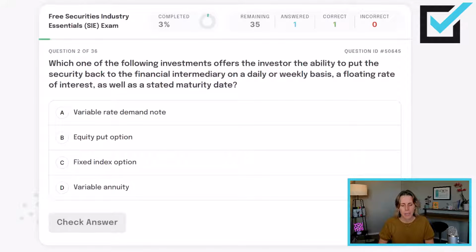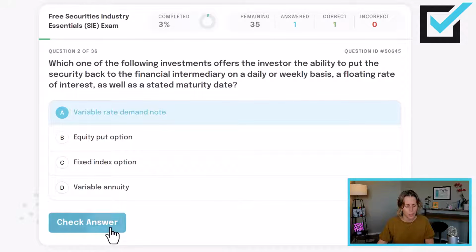Which one of the following investments offers the investor the ability to put the security back to the financial intermediary on a daily or weekly basis? A floating rate of interest as well as the stated maturity date. Choices include variable rate demand note, equity put option, fixed index option, or variable annuity. Annuities pay you monthly for life, an amount that varies, so no. Fixed index option, no. Equity put option, no. It is a variable rate demand note that this question is describing.